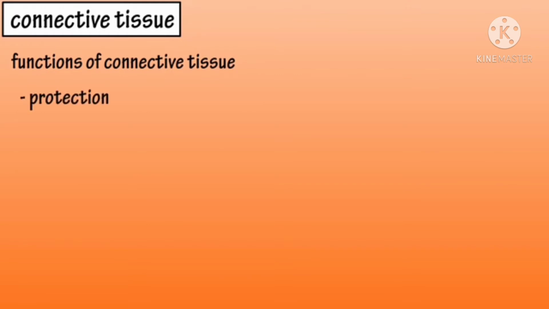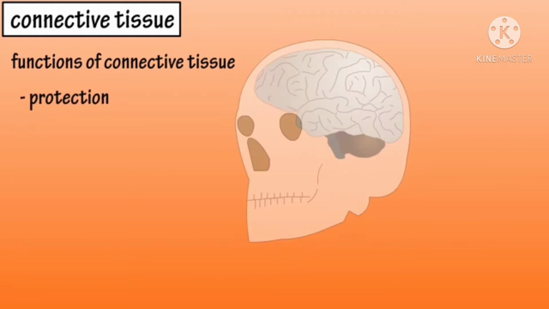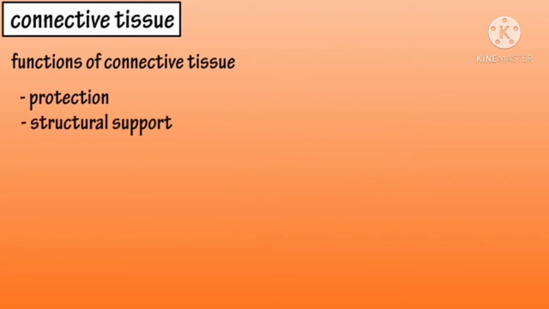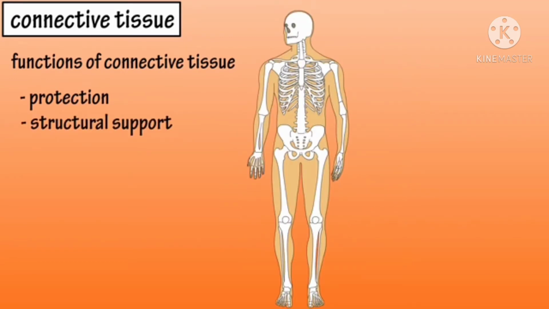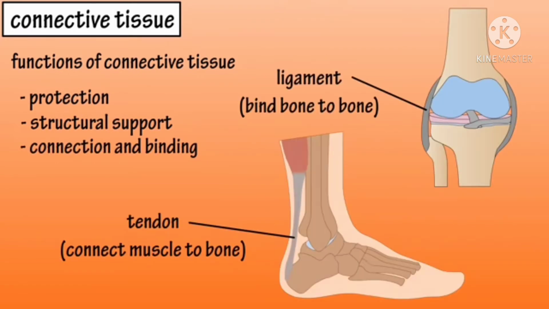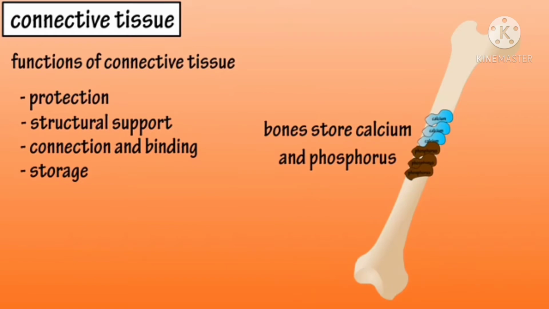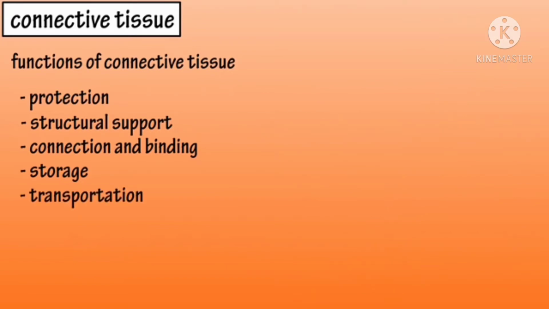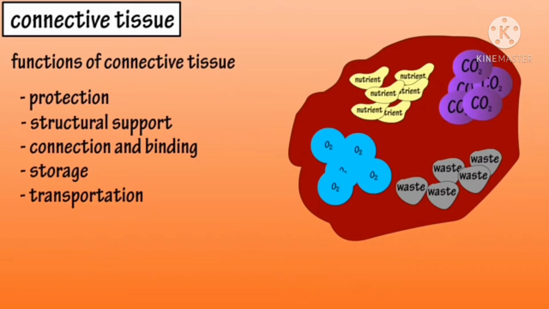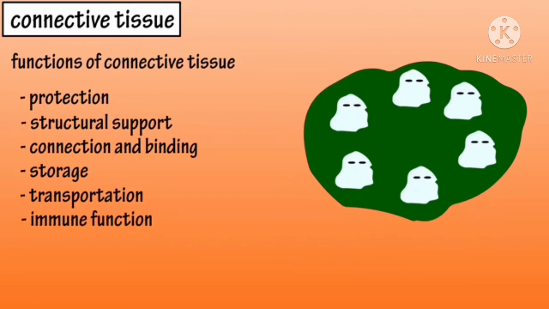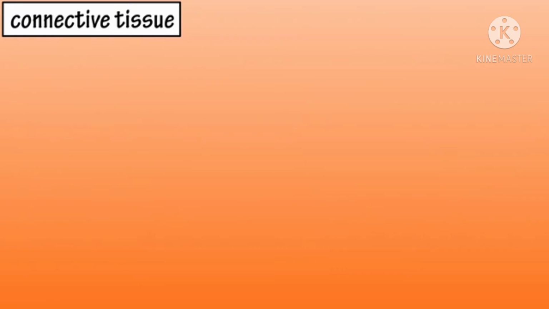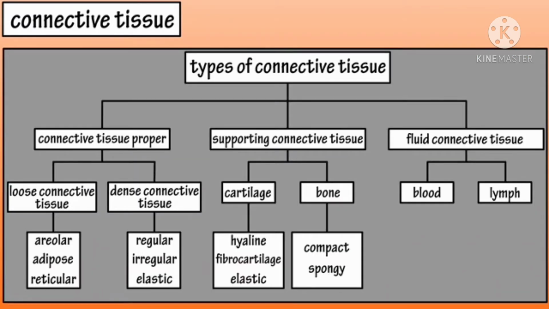So, what are the functions of connective tissue? Yes, it gives protection. Then, structural support. And next is connection and binding. And the next is storage. Bones store calcium, and adipose tissue stores fat. And next is transportation. Waste, carbon dioxide, oxygen and nutrients are transported. And the immune functions. It gives immunity. So these are some of the main functions of connective tissue.